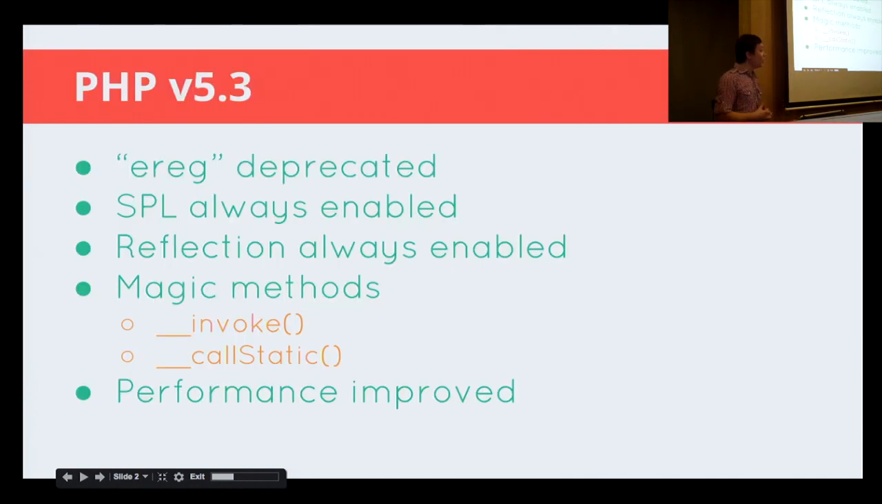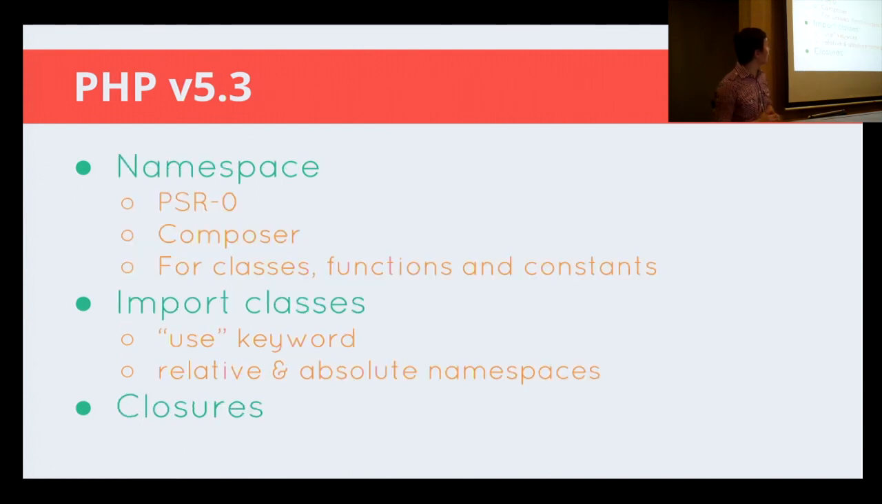Okay, so everyone, from PHP 5.3 we have some new changes. The first one is that the array functions are deprecated, and the SPL library from PHP is enabled by default, and also the reflection class. And in PHP 5.3, we have new magic methods supported, like __invoke and __callStatic, for us to do a magic call to a static function. And in PHP 5.3, we have a big performance improvement. And this is a list of the main things changed in PHP 5.3.